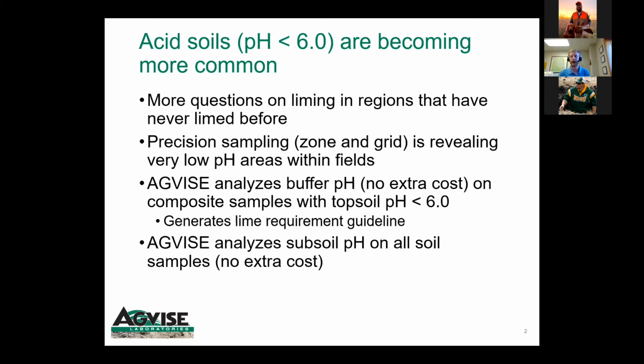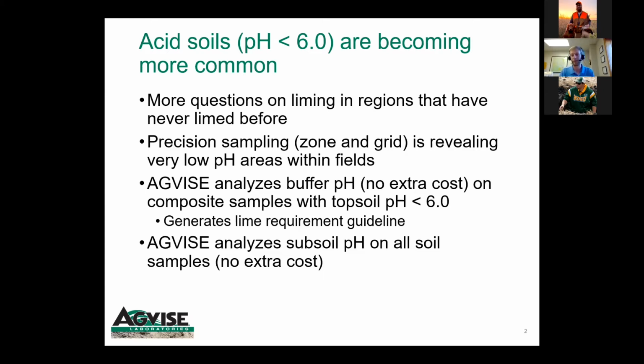And the big driver behind this has been the advancements in precision soil sampling, both zone and grid, depending where you're at. And it is starting to find these very low pH pockets inside of fields. Normally, when we were just taking whole field composites, it would completely mask over the high pH and low pH areas in the field. But now with precision soil sampling, we're starting to parse those out.